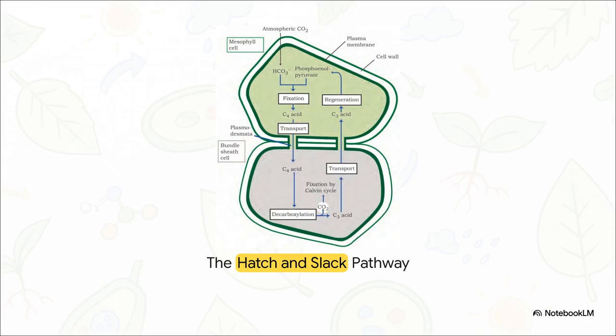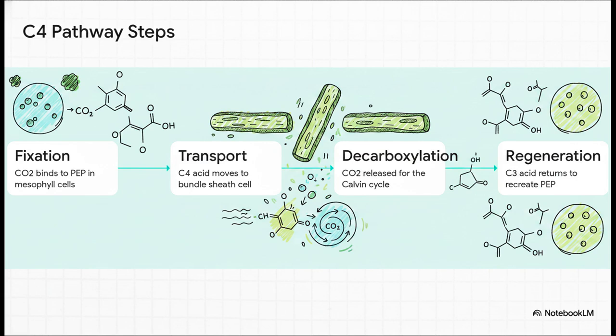Plants that have adapted to dry tropical regions use this specialized layout to maximize their carbon fixation while simultaneously minimizing water loss. The plant pulls this off by executing a flawless four-step cycle. First is fixation. Carbon dioxide binds to a waiting molecule called PEP in the mesophyll. Second, transport. This newly formed C4 acid acts like an exclusive VIP shuttle, moving deep into the bundle sheath cell.